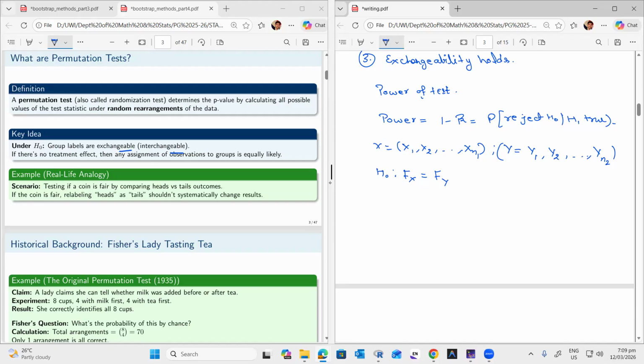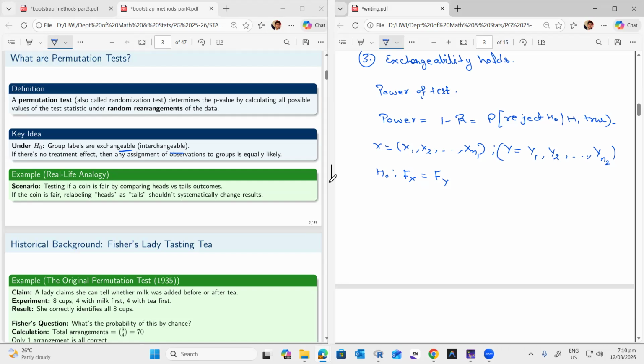However, if there is hidden structure like clustering or other things, exchangeability may be violated unless the permutation scheme is appropriately restricted. At that time we just go for the block permutation, which you have studied in design of experiments. All right, so why are we calling it randomization?